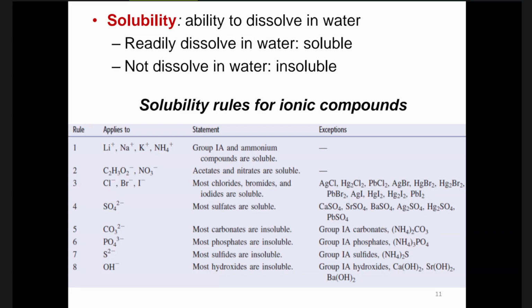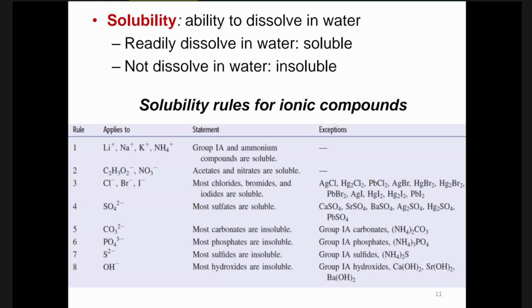So if a compound readily dissolves in water, it means it's soluble. If it's not soluble in water, we call it insoluble. Okay? So here you have different solubility rules for ionic compounds. The first rule you can see in the table says that group 1A and ammonium compounds are soluble. There's no exception. The group 1A compounds, including lithium, potassium, sodium, and also ammonium, are soluble in water.